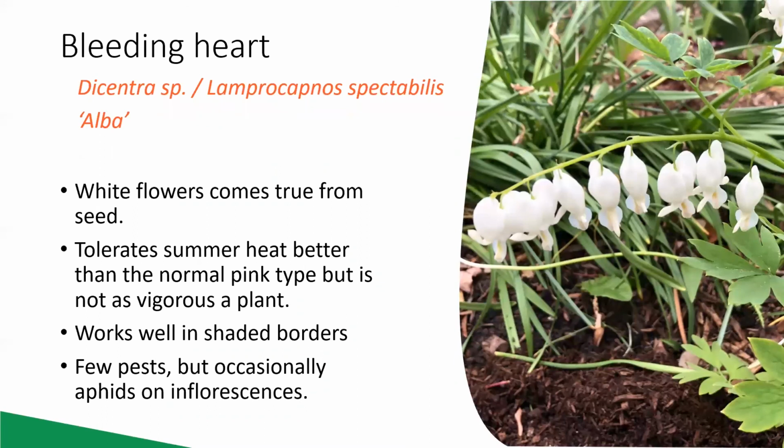The bleeding heart, Dicentra species. It's gone back and forth on its scientific name, but this is Alba. And so these white flowers come true from seed. They do have that distinctive heart-shaped flower.